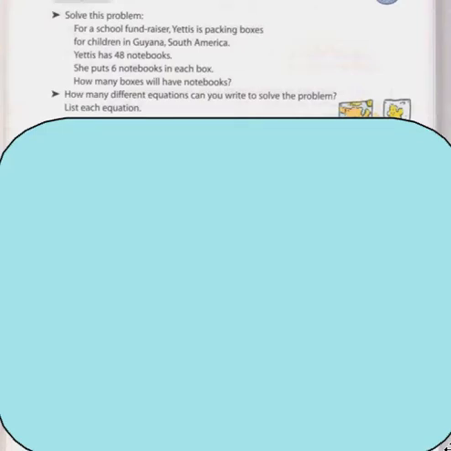Alright, in this part of the lesson, we've got a problem to solve. For a school fundraiser, Yetis is packing boxes for children in Guyana, South America. Yetis has 48 notebooks. She puts 6 notebooks in each box. How many boxes will have notebooks?